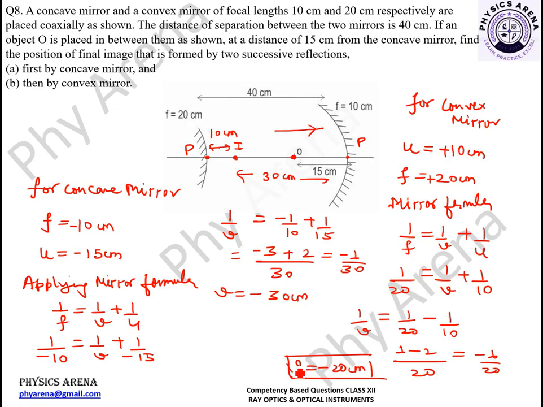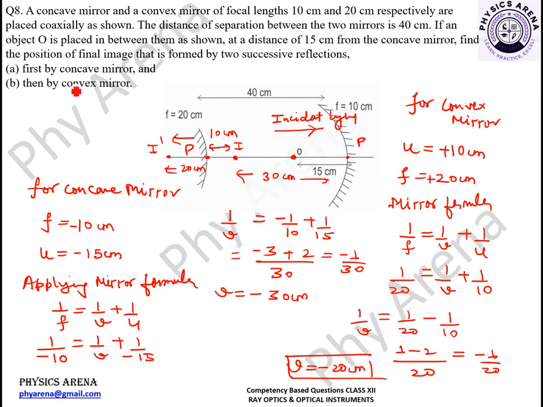So this is the image formed by the convex mirror. So we'll be having the image somewhere over here, that is I dash. That is 20 centimeter from the pole of the convex mirror, and this is the final position of the image, and it has to be negative because we are moving in a direction opposite to the direction of incident light. So this is the direction of incident light. So we will be moving in this direction, and hence it has to be negative, and we are getting negative in our answer as well.